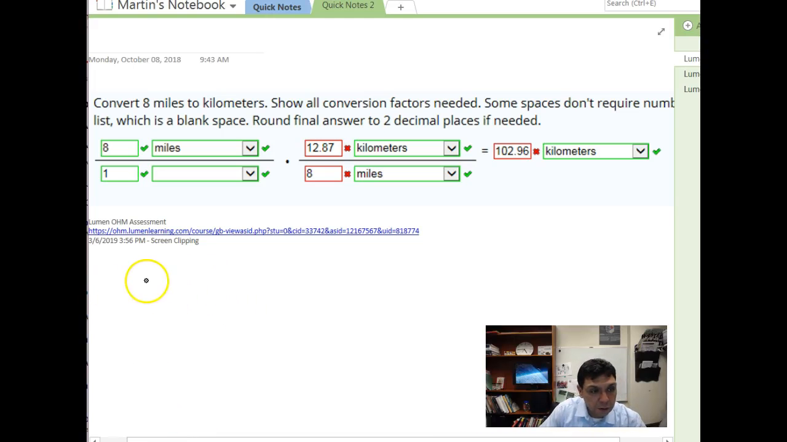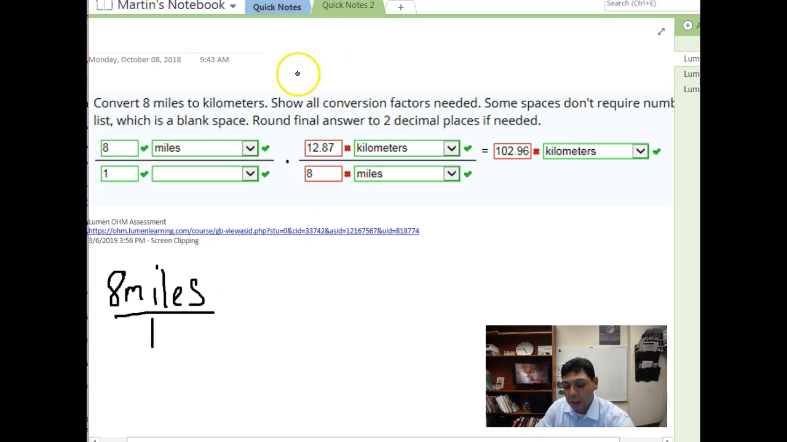Let's go ahead and take a look at two-dimensional analysis problems. The first one is we're going to convert 8 miles into kilometers. In order to do that, we need a conversion factor. What's the relationship between kilometers and miles?